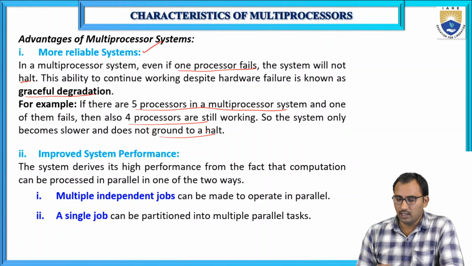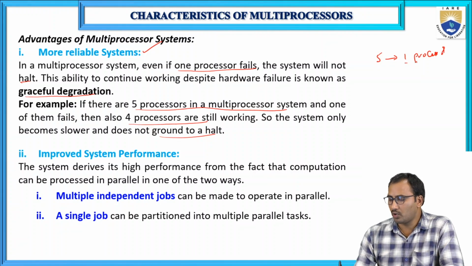Okay. So out of the 5 processors, if one processor fails, then still that system will run. Because of this one processor failure, the system's performance may reduce a little bit, but finally the overall system will run.